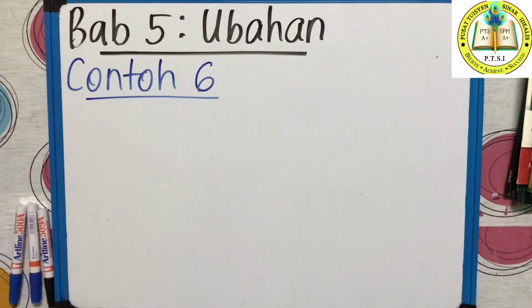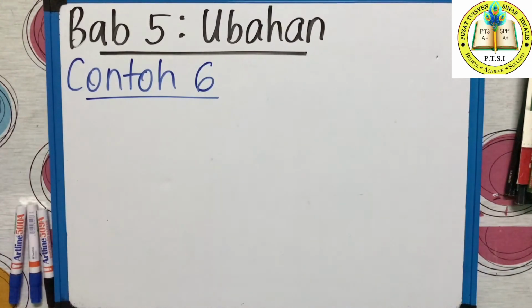Kelas tingkatan 5. Hari ini cikgu akan sambung dengan bab 5 ubahan. Okay, today we'll continue with the next chapter 5, variation. Okay, so this variation question very simple. Okay, teacher will try to make it short. Okay, lihat buku teks contoh 6. Look at the example 6 in your textbook.